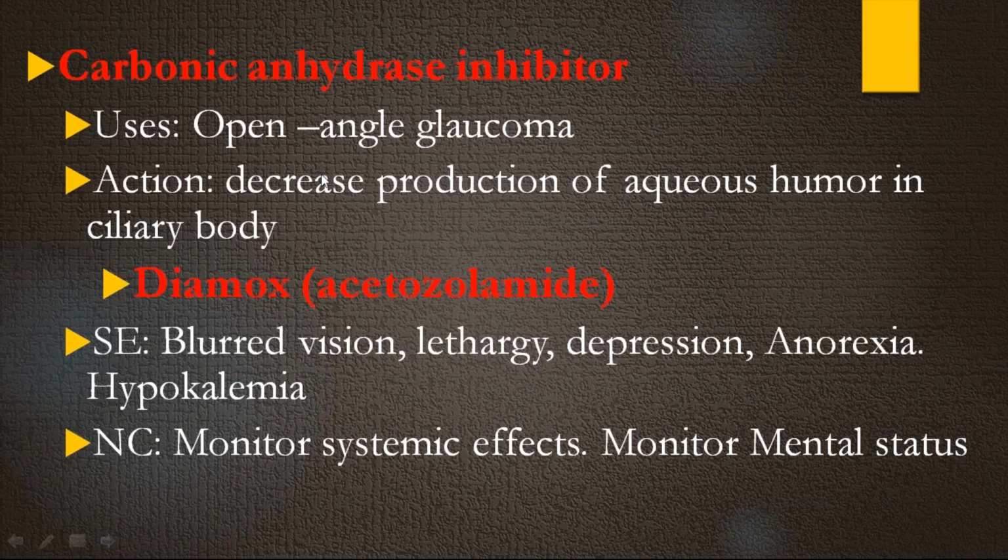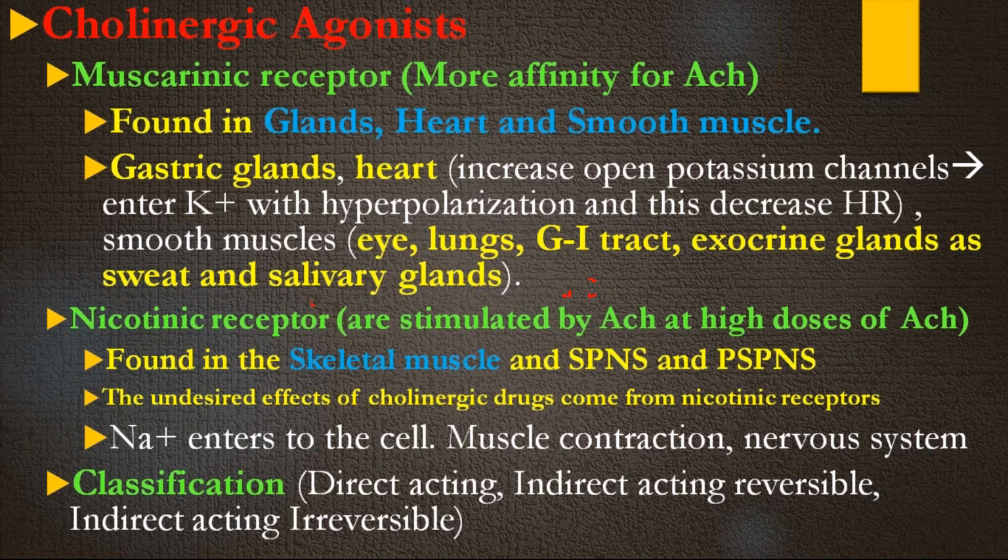Okay. All right. So talking about the carbonic anhydrase inhibitor, that is a diuretic. It is used for glaucoma. The name is acetazolamide, and it is used for open-angle glaucoma.